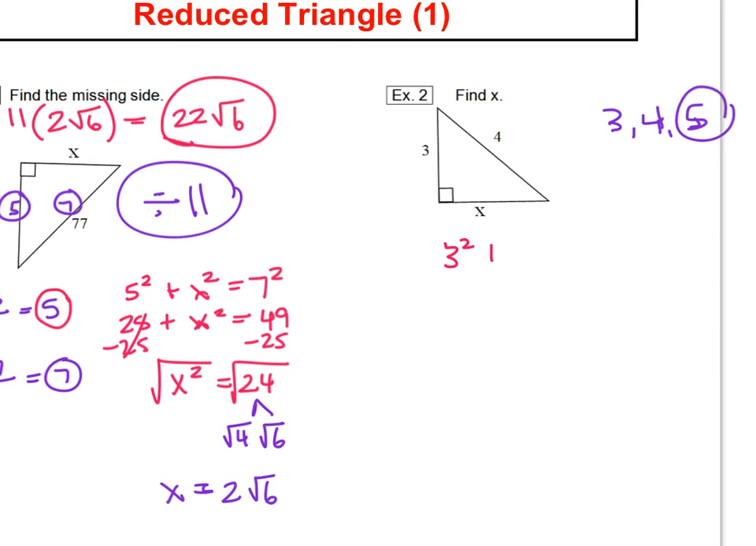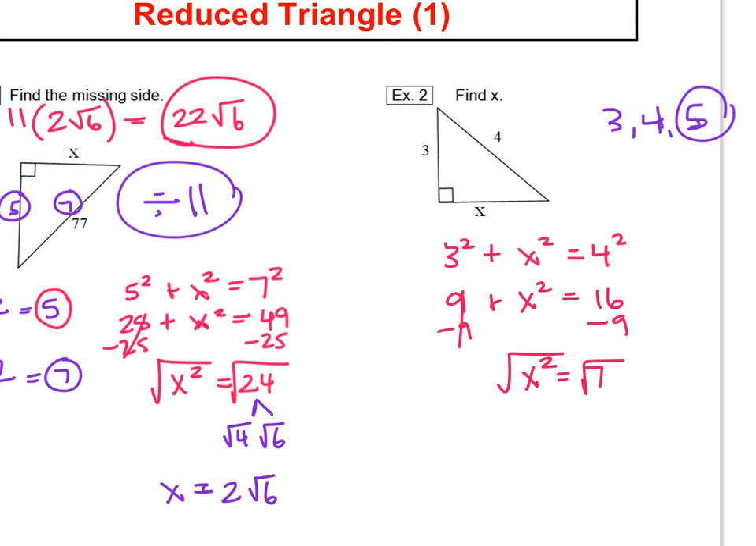So 3 squared plus x squared equals 4 squared. Remember, 4 I put on the other side of the equal sign because that is the hypotenuse. All right, 3 squared is 9. Then we have x squared. 4 squared is 16. So we get the x squared alone. 16 minus 9 is 7. Square root both sides. x equals the square root of 7. And because that cannot be reduced, that is your final answer. So square root of 7 is our missing side. Because we didn't have to reduce the triangle, we don't have to multiply our answer in the end.